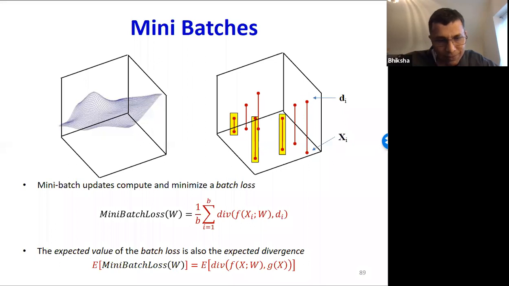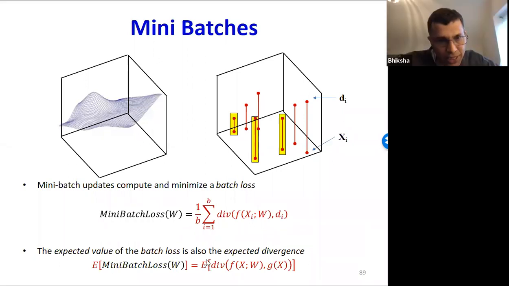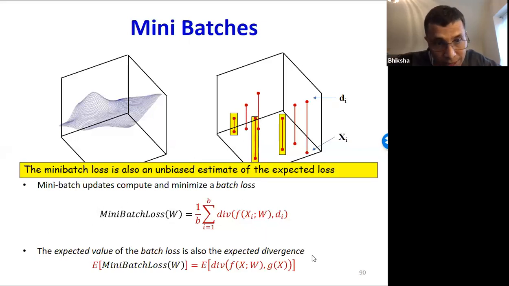Guys? I guess it's the same. Yeah, if you take the expectation, you're going to end up with the answers on the screen, right? If I take the expectation, I'm going to get 1 over b times the summation of the expected value of the divergence. It's also the expected divergence. So the mini batch loss is an unbiased estimate of the expected loss.